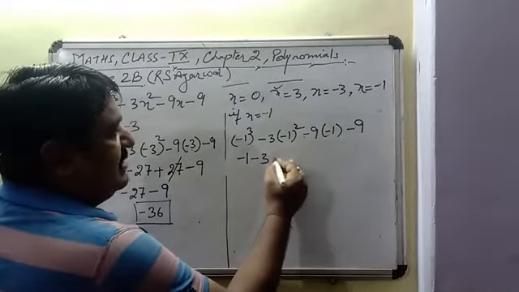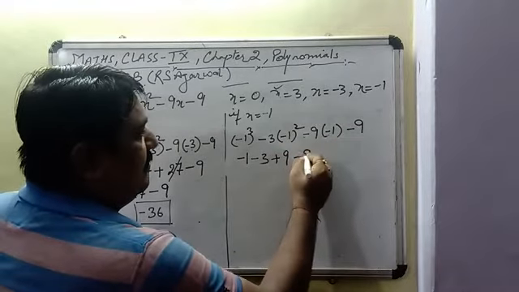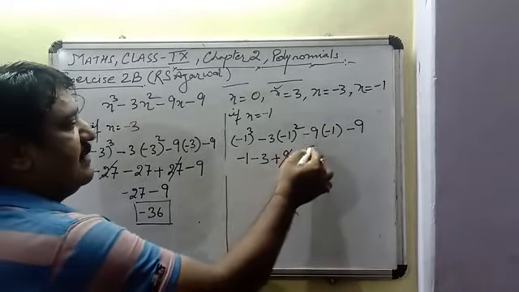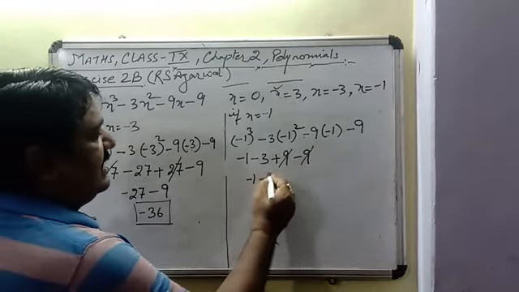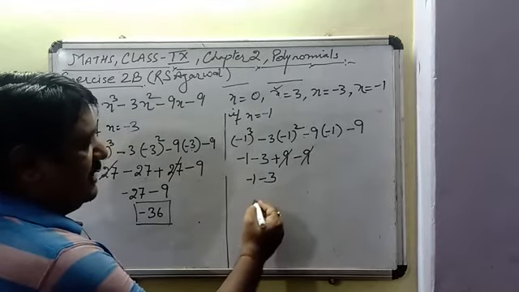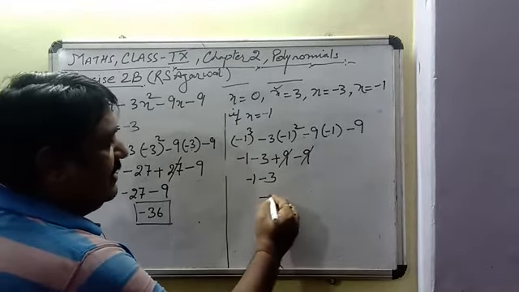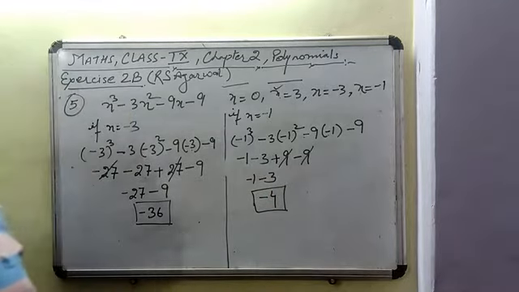Minus into minus, plus. 9 1s are 9 and this is minus 9. Plus 9 and minus 9 cancelled. The value is minus 1 and minus 3 left with us, and both are in negative sign. Therefore, they will be added with negative sign. Minus 4 is the result we have got.